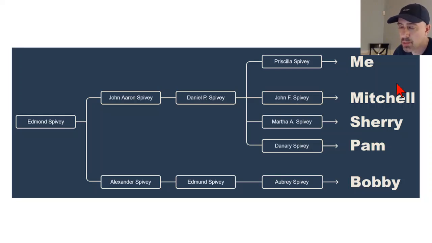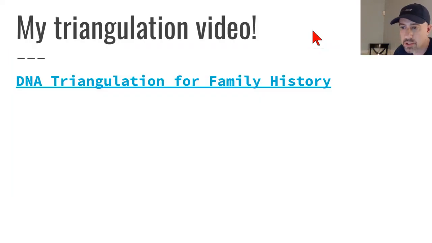And over time, we were able to explore our family trees well enough to determine that the source of that shared DNA on chromosome 1 was Edmund Spivey. So Edmund Spivey is the recent common ancestor who accounts for our shared DNA. And that's the basic concept behind triangulation. And if you want to get deeper into the details of the general concepts of DNA triangulation, you can follow this link to my video where I discuss DNA triangulation more generally.